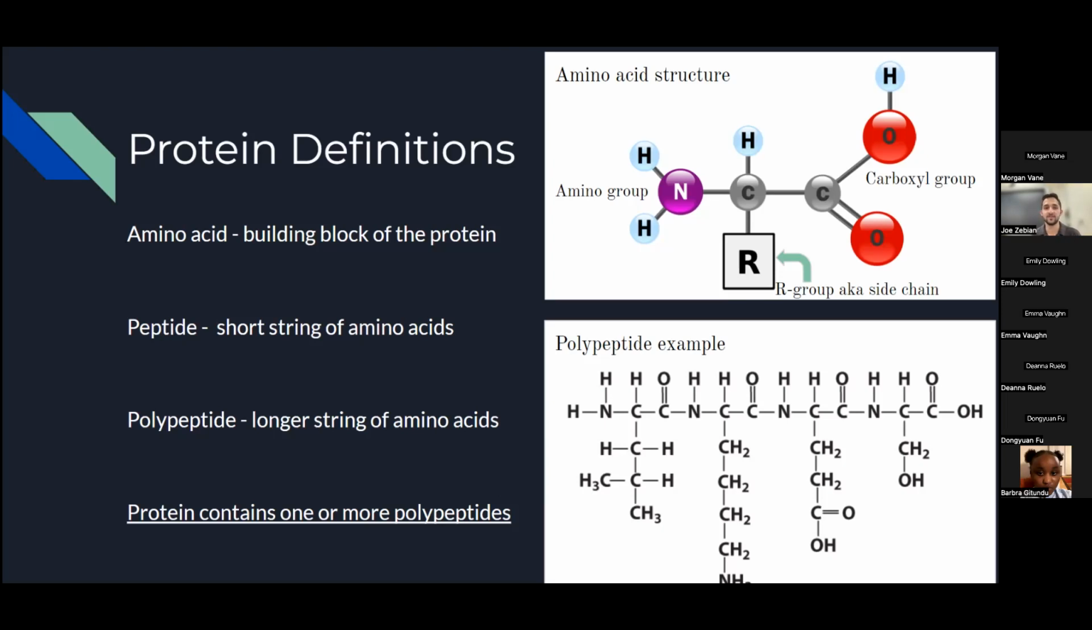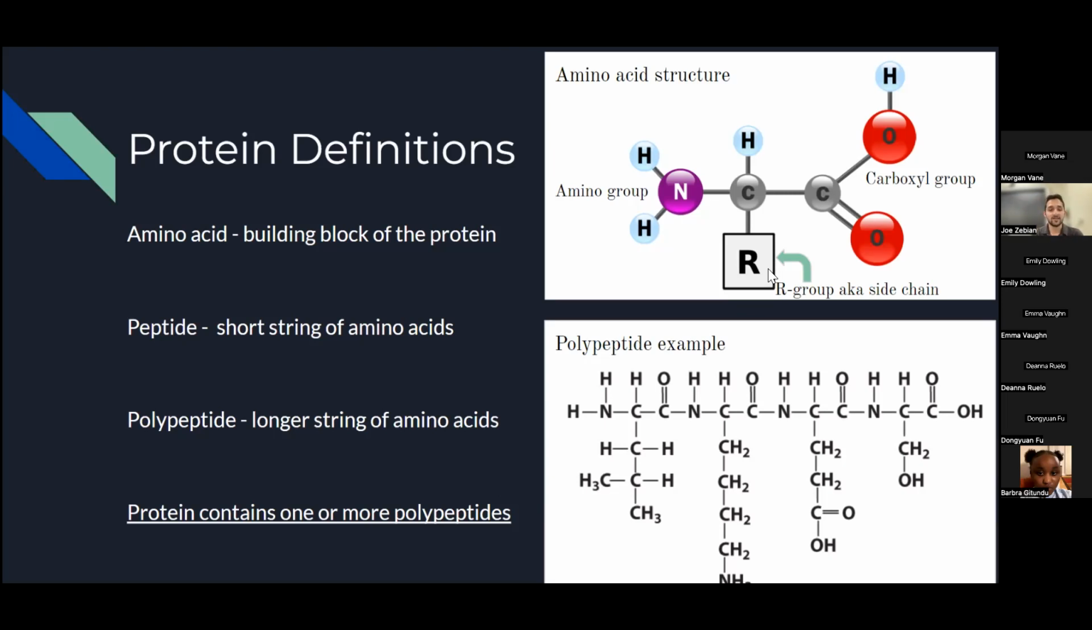On the right of the screen, you can see a nice structure of an amino acid. You'll notice that it contains an N terminus, or an amino group, on the left-hand side, followed by a central carbon atom referred to as the central carbon, and an R group, which is variable. It's also referred to as the side chain. And then you will see a carboxyl group on the rightmost side that is also referred to as the C terminus. It contains a carboxylic acid functional group.